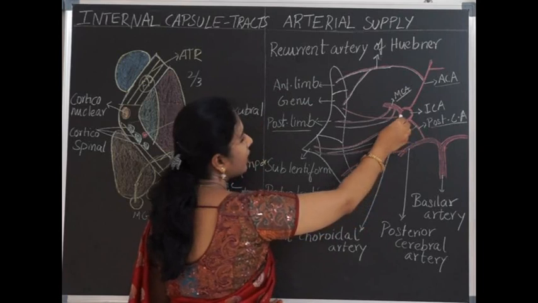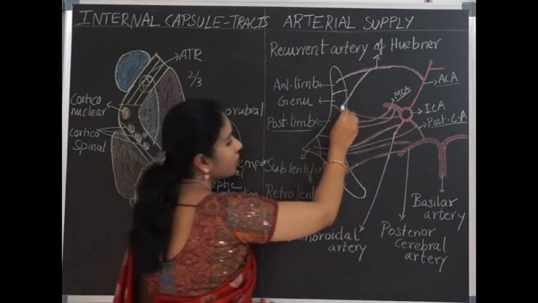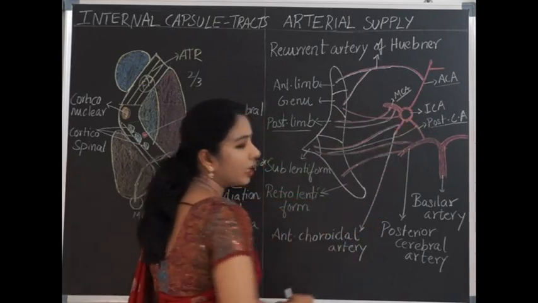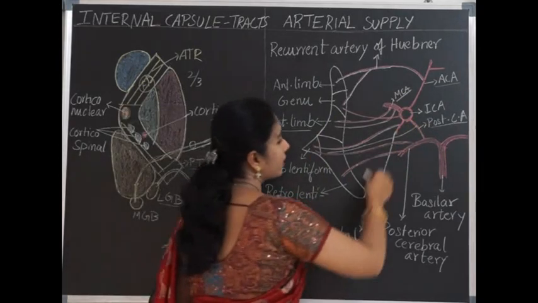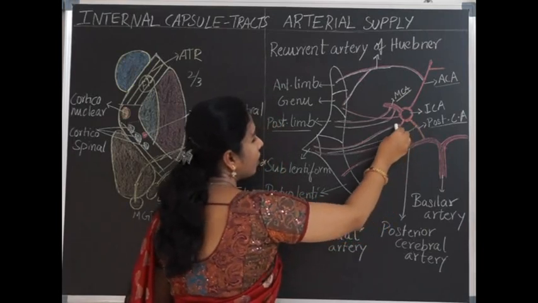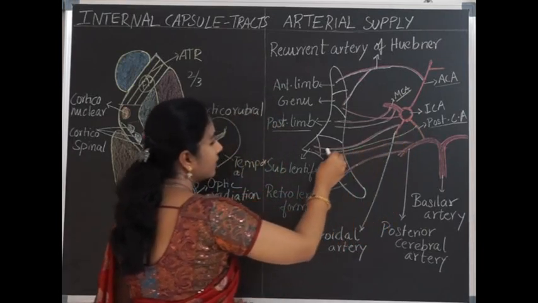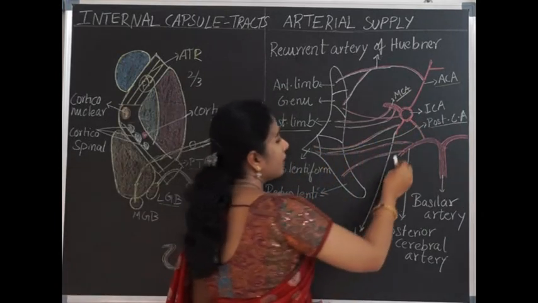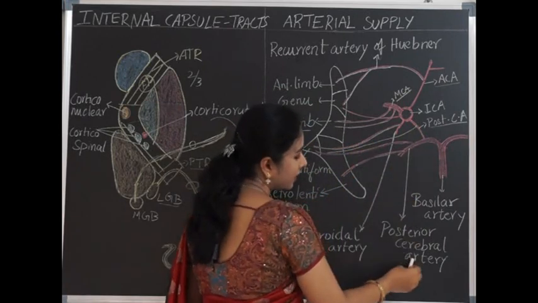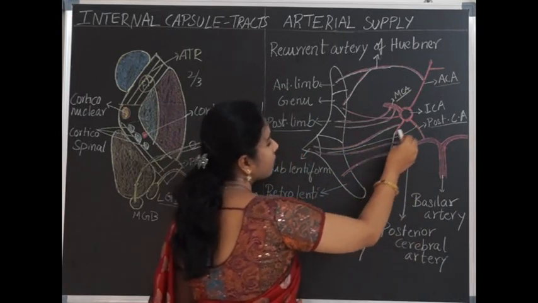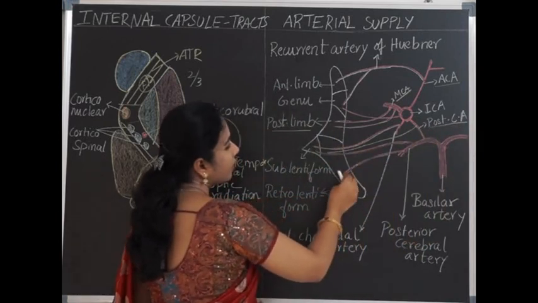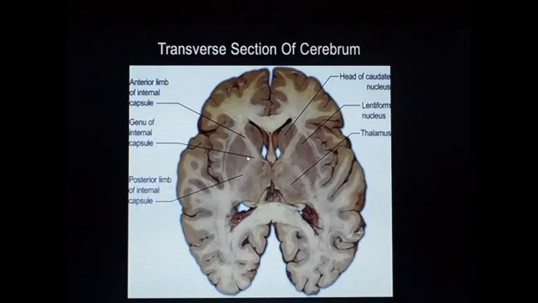The direct branches of the internal carotid artery supply the genu, and a branch from the internal carotid artery called the anterior choroidal artery forms the choroid plexus in the ventricles. This anterior choroidal artery gives rise to a branch which supplies the sublentiform part. And the lateral branches of the posterior cerebral arteries and also the direct branch from the posterior communicating artery supply the retrolentiform part. We shall understand the internal capsule by some cut sections.